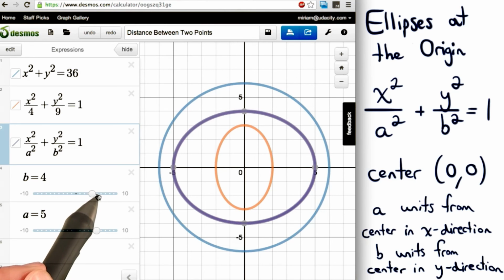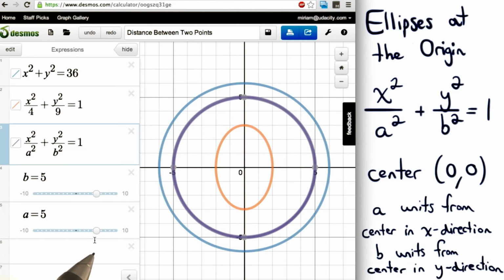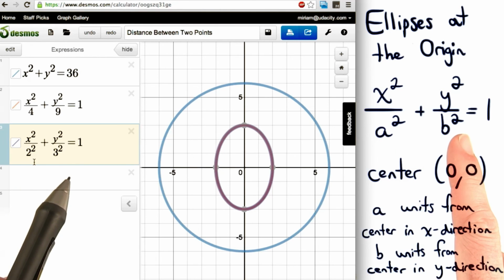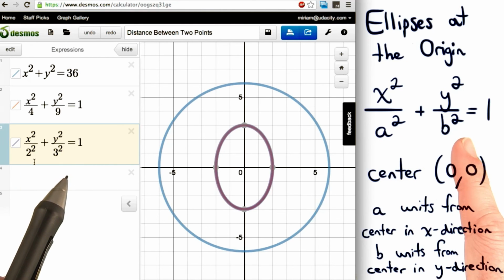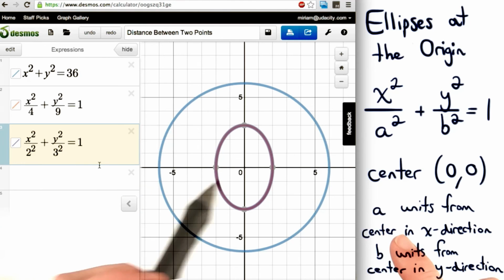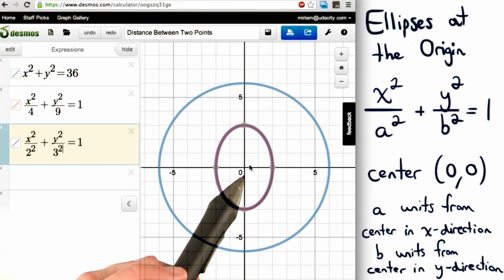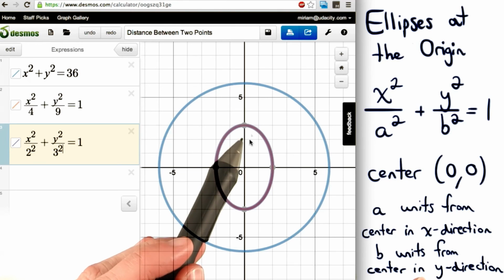And notice that if we bring it all the way up to 5, again, we'll have a perfect circle, since we have even amounts of x squared and y squared. This is why it's helpful to identify the a value and the b value to graph an ellipse. The a value tells us how far we should move from the center left and right, and the b value tells us how far we should move from the center up and down.